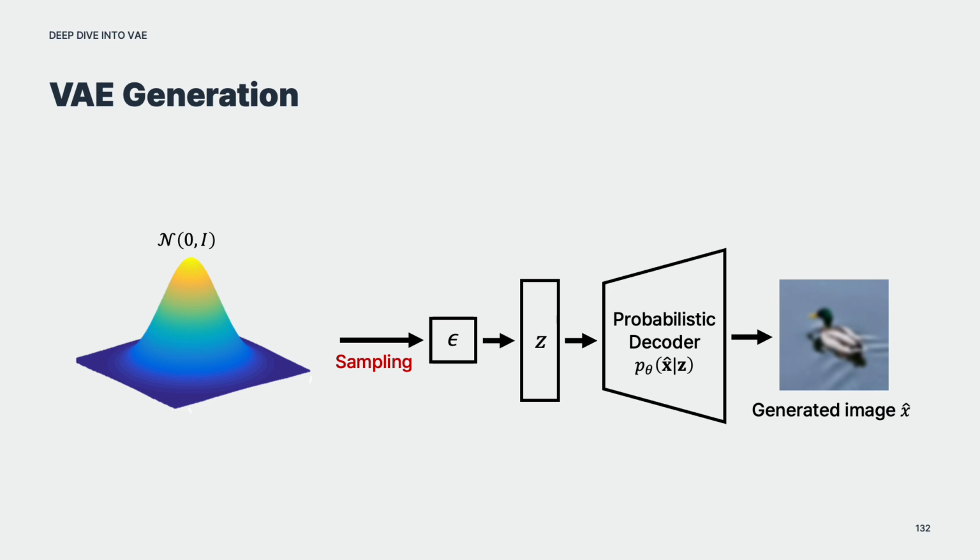During inference, thanks to our modeling assumptions, we can draw an epsilon from a standard normal Gaussian, use it to construct z, and feed this z into the decoder to generate a new image. This is how the VAE functions as a generative model.